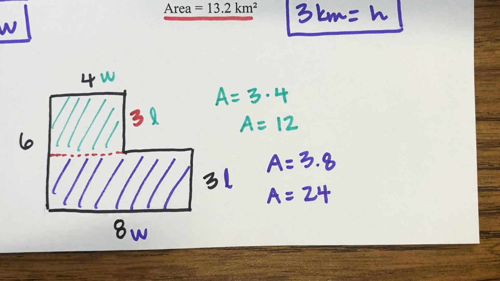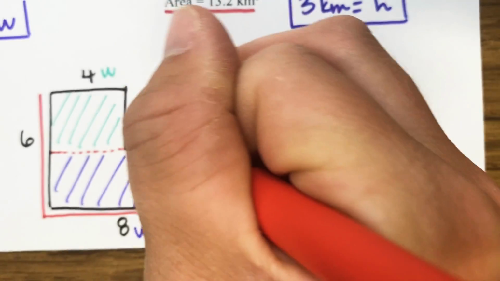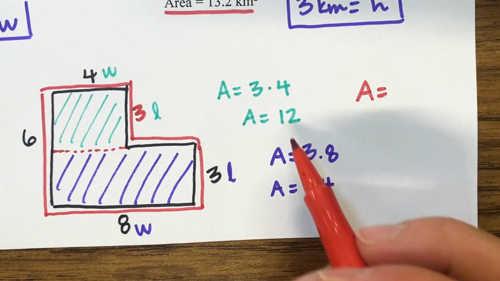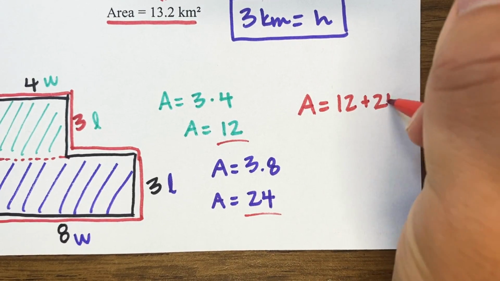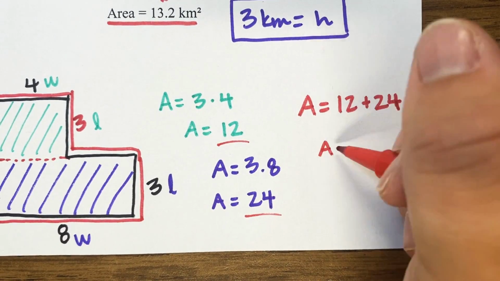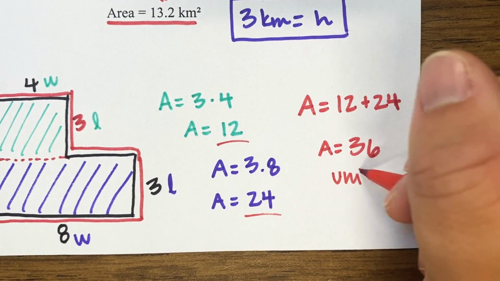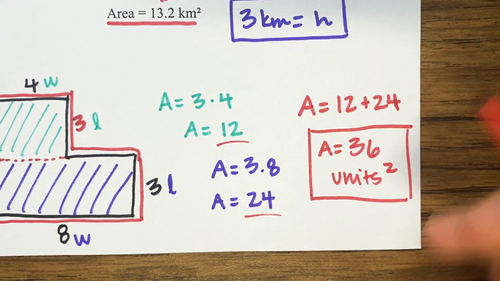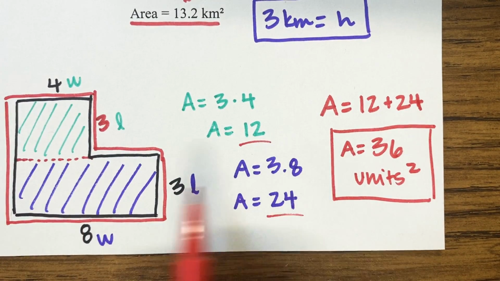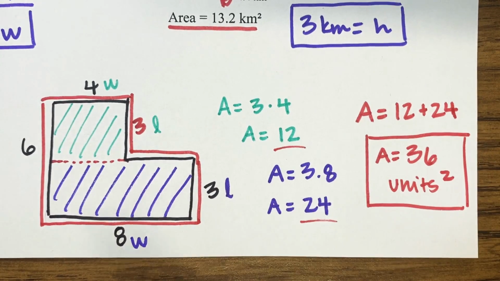Okay, well now what is the area of the whole thing? So the whole thing is this guy, right? The whole L-shaped shape. Okay, well how we find that is we just take 12 plus 24, add the areas together, and we get 36. And just because it's area, we'll write units squared. And there we go. You do have a couple questions like this on your assignment. Okay, just split it up into two shapes, find the areas of each, and add them together.